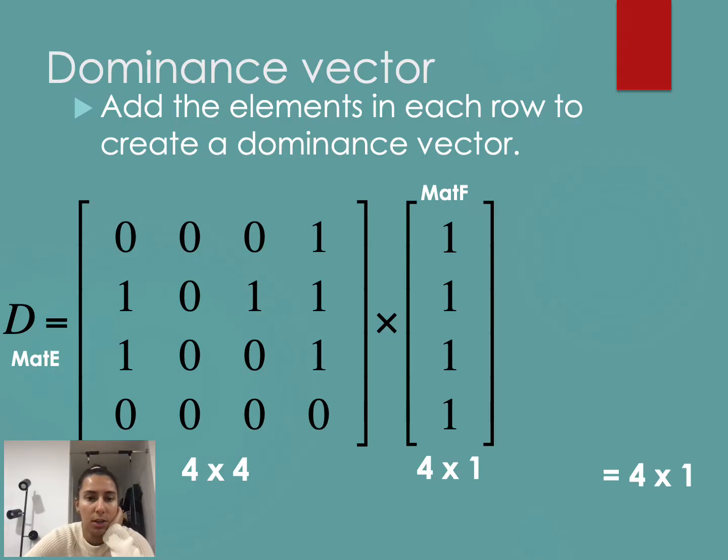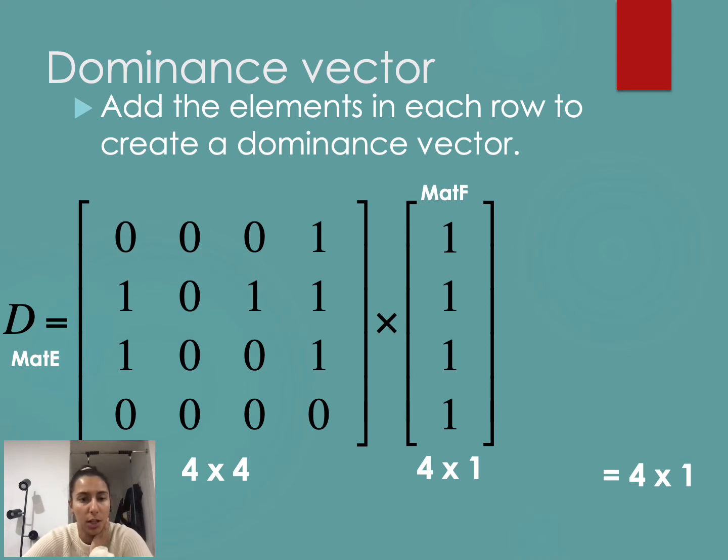So then what we can do is create a dominance vector, and this is basically just adding up each row to see which player or team is ranked the highest. Now this matrix here is pretty straightforward. I could do this in my head. So this would be a 1, this would be a 3, this would be a 2, and this would be a 0. As your networks start to get more complex, it'll take more time to add up each row.